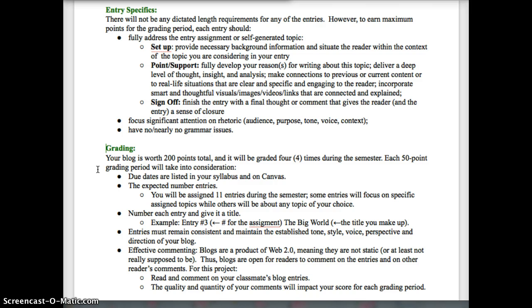in Canvas. The first thing that I want to point out is that this project is going to be worth 200 points total. And over the course of the semester, I will be grading it 4 times, which means I do not grade it after each entry that you write. I grade it at 4 separate points throughout the course of the semester. So that means as 200 points, each time I grade it, there will be worth 50-point assignments there.